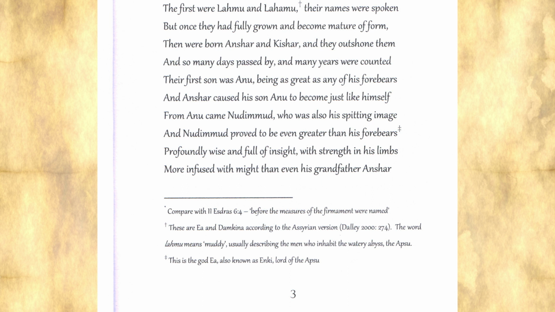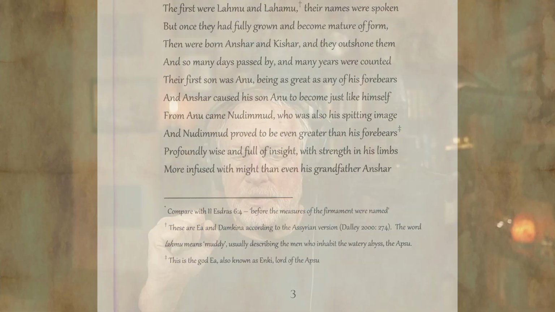And so many days passed by and many years were counted. So time is going by. Go forth and multiply. The first son was Anu, being as great as any of his forebears. And Anshar caused his son Anu to become just like himself. And Anu became Nudimmud, who was also his spitting image. And Nudimmud proved to be even greater than his forebears, profoundly wise and full of insight, with strength in his limbs, more infused with might than even his grandfather Anshar. All this is doing is building lineage, period. Yeah, there's nothing else I see in that right now.